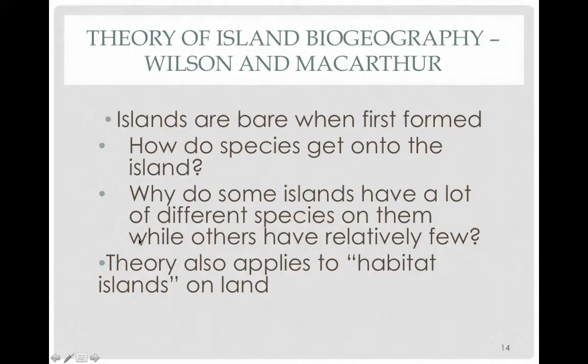All right, island biogeography. Islands are bare when first formed, so how do species get there? They don't just magically appear on the island. And then why do some islands have a lot of different species on them while others have relatively few? This theory also applies to habitat islands on land. For example, Lakes Park in Fort Myers is completely ringed by human settlements and roads. So it's essentially an ocean that organisms that live in Lakes Park cannot cross or they're going to die. So a habitat island is one where the animals are essentially trapped within that area. So this stuff applies there as well.